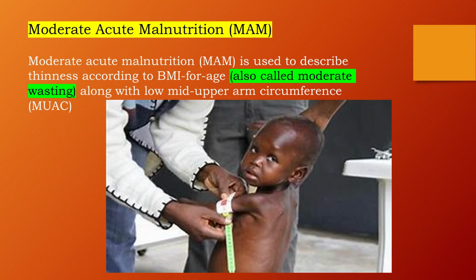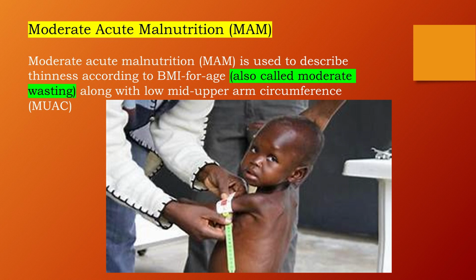Coming to the second category, the first category we have seen being thinness. The second category is moderate acute malnutrition. Moderate acute malnutrition is the term used for thinness according to the BMI for age. We have seen that thinness is described on the basis of weight for height, but here the index is BMI for age. Which index you use for categorizing which type of condition is a very important point one should remember and follow.